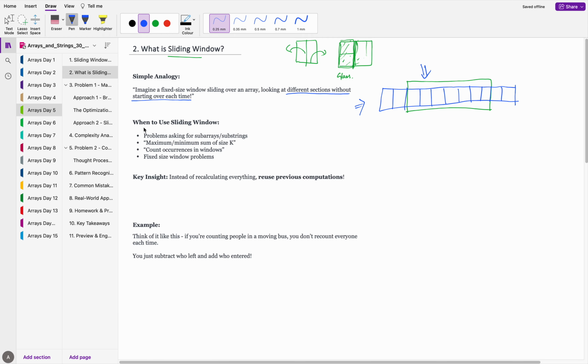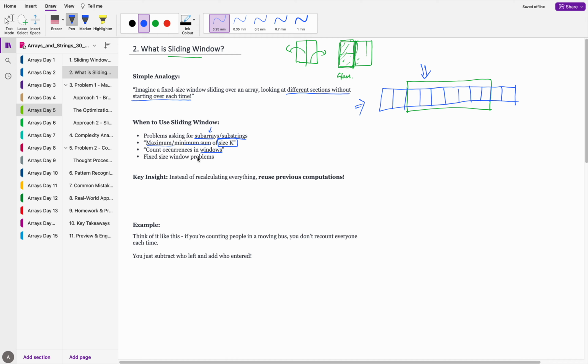When do we use a sliding window? When the problem is asking for a subarray. Please try to remember the keywords, these are going to be hints for you: subarray or substrings, maximum and minimum sum of size k. When the size is defined and a subarray is being talked about, then count occurrences in windows. Again, a window of fixed size is being talked about. Fixed size window problems, where it can be directly mentioned. So this was for the starters.